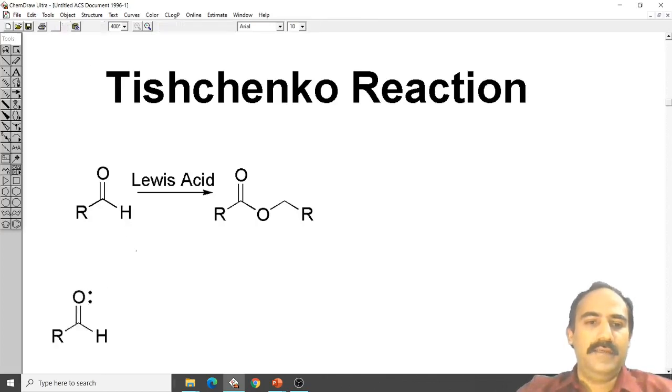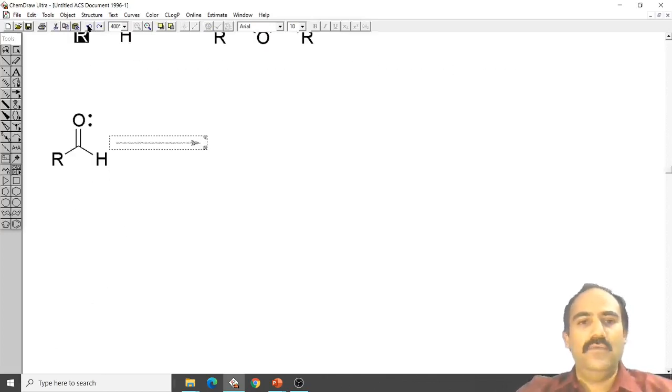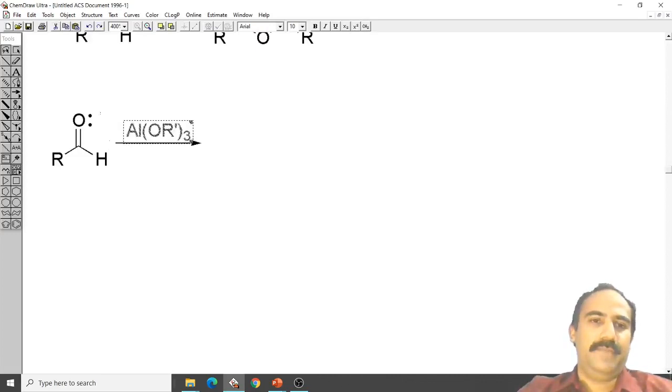So the aldehyde reacts with the Lewis acid. How does this react? Aluminum is a Lewis acid and it has the capacity to accept an electron pair. Oxygen has 2 lone pairs. We have shown 2 electrons here, that's 1 lone pair, and this will donate electrons to aluminum. So let's show that with a curved arrow like that.